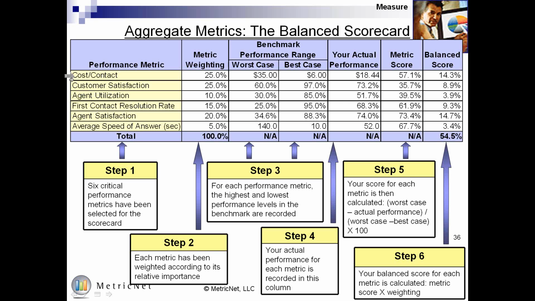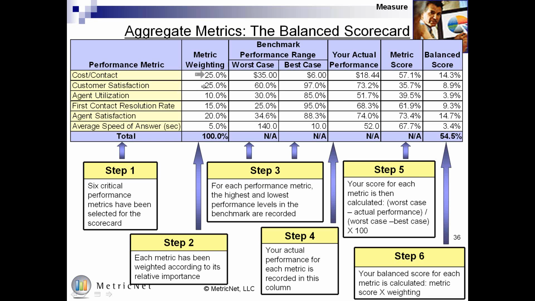You start by defining the metrics that you want in your balanced scorecard. You'll see here that we've got 6 metrics in the balanced scorecard. Among them are those that we consider to be the most important for a call center. We weight each metric according to its relative importance. Not surprisingly, cost and customer satisfaction collectively receive 50% of the weight. Those are the foundation metrics. We believe those are the most important, so we overweight them.